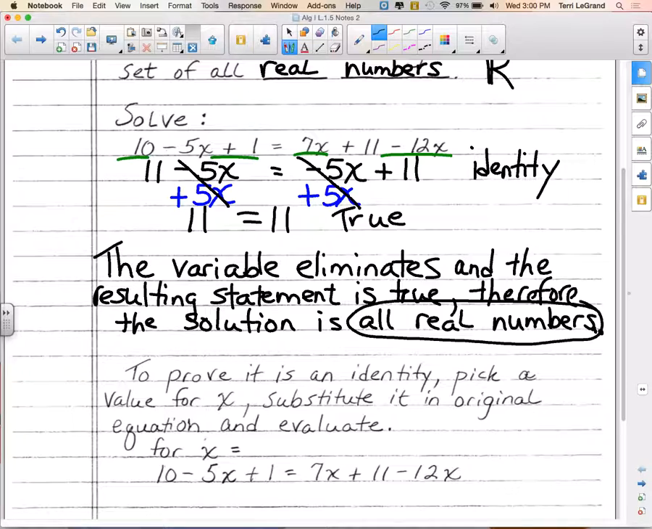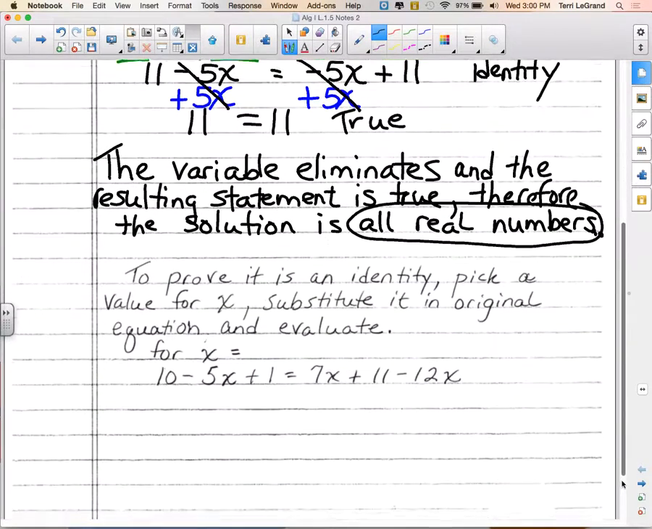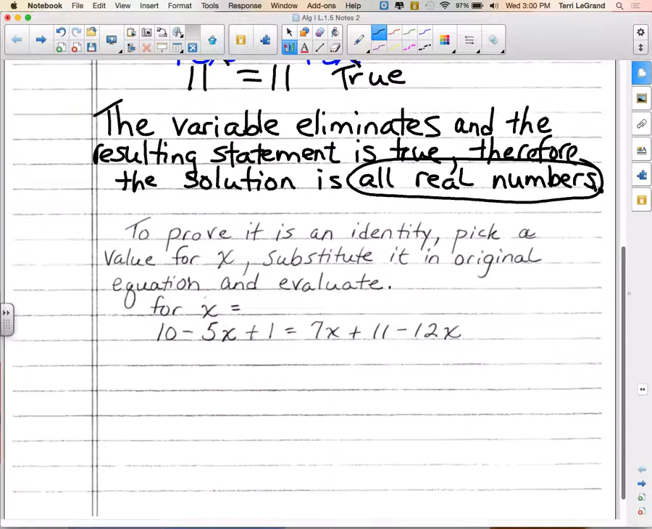So we don't say true for our answer. We don't say it's an identity. We can say all of those things, but that's not really saying what the solution is yet. The solution is all real numbers. So to prove it is an identity, or in other words, to prove that it really fits the definition of an identity, any value, all values for the variable will make it true.